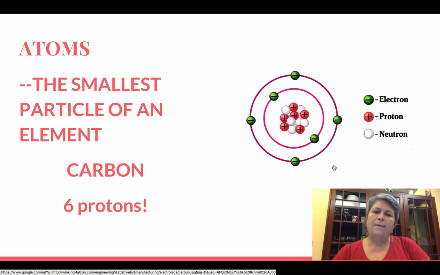Now the one thing that you can say definitely about a carbon atom is that it has 6 protons. Always, always. If it doesn't have 6 protons in its nucleus, it's not a carbon atom. It's some other kind of element atom.